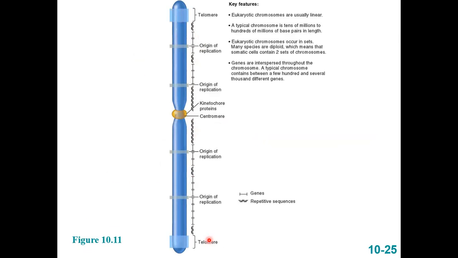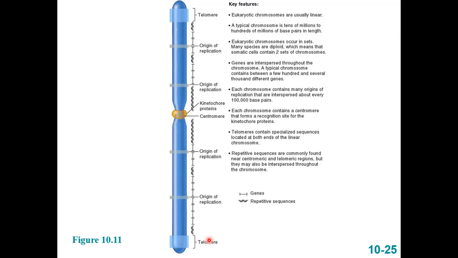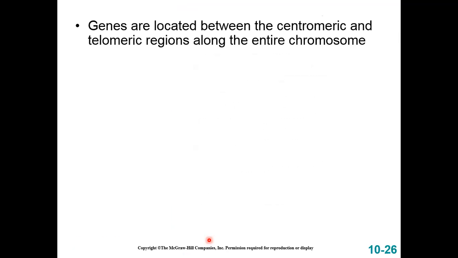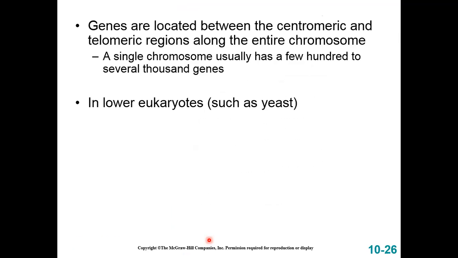Eukaryotic chromosomes are usually linear. A typical chromosome is tens of millions to hundreds of millions of base pairs in length. They are very large molecules. Each chromosome contains many origins of replication, a centromere, and telomeres on the edges. There are repetitive sequences which are commonly found near the centromere and the telomeric regions, but they may also be interspersed throughout the chromosome. Genes are located between the centromeric and telomeric regions along the entire chromosome.